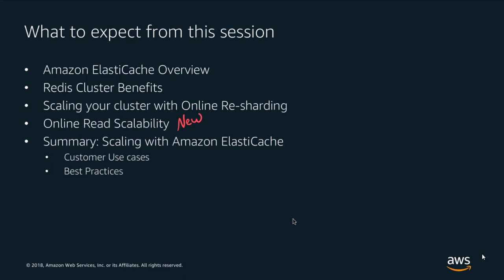So a quick overview of what I plan to cover in this session. We will be talking about Amazon ElastiCache overview, Redis cluster benefits, specifically drilling down into scaling your cluster with the online resharding capability that is available with Amazon ElastiCache. We'll also talk about read scalability, and then we'll wrap it up by summarizing all the options available in terms of scalability with Amazon ElastiCache, including use cases and best practices.